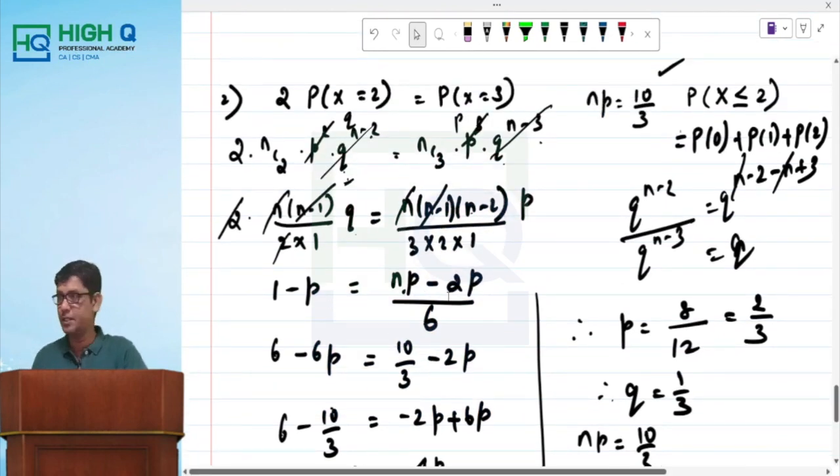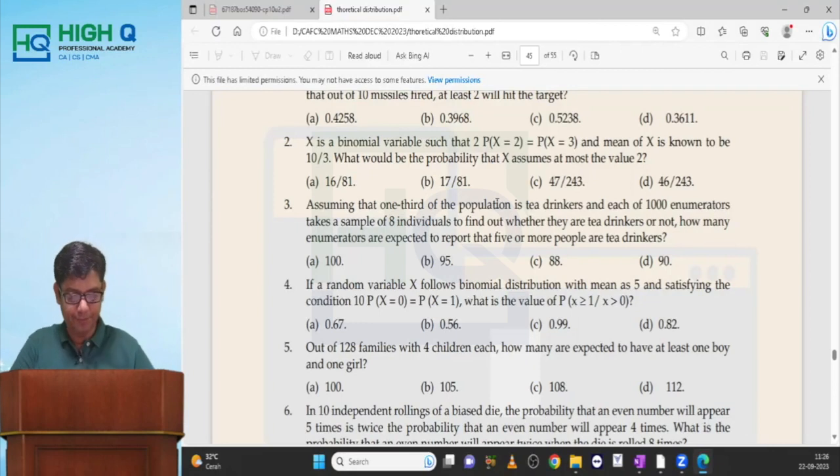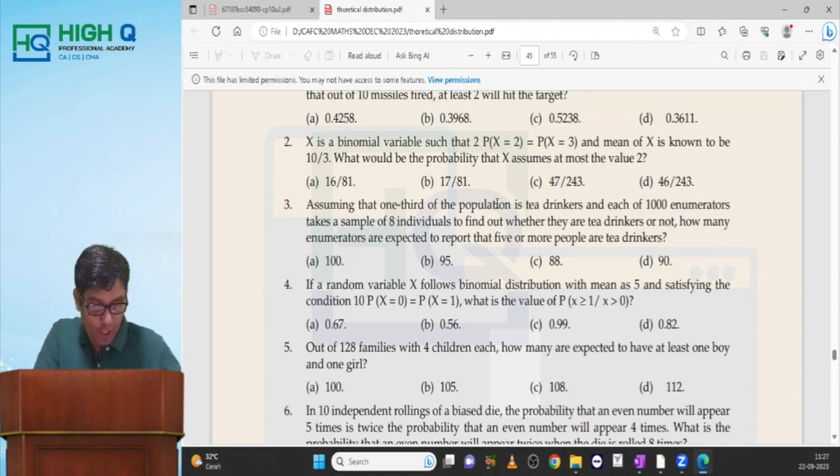All of you please copy this. Next. Assuming that 1/3 of the population is tea drinkers and each of 1000 enumerators, examiners, takes a sample of 8 individuals to find out whether they are tea drinkers or not. How many enumerators are expected to report that 5 or more people are tea drinkers?